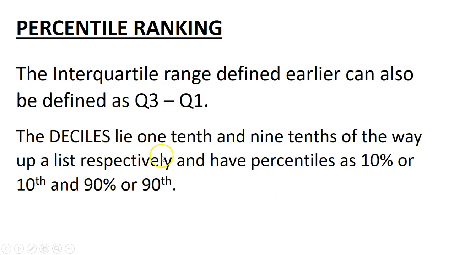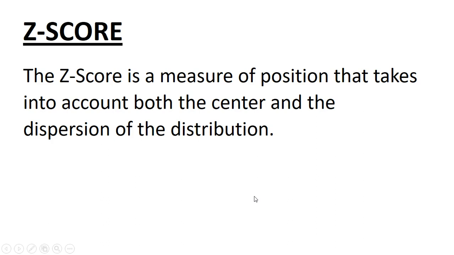We also have deciles, which lie 1/10, 9/10 of the way up a list, respectively. So you have percentiles, but you could also have deciles, which are basically, instead of quartiles, which are quarters, breaking it up into tens the whole way, right? So along a list, respectively, we have the 10th percentile and the 90th percentile, right? Same idea with those.